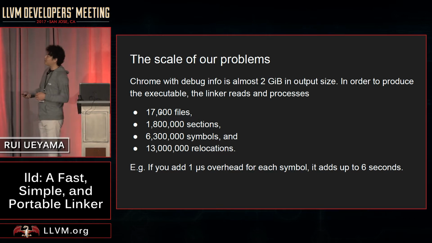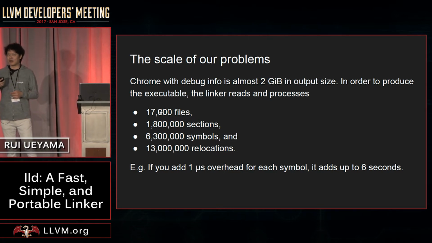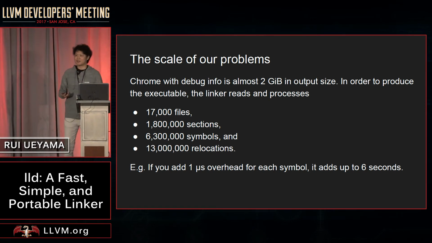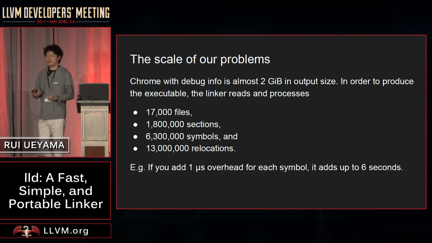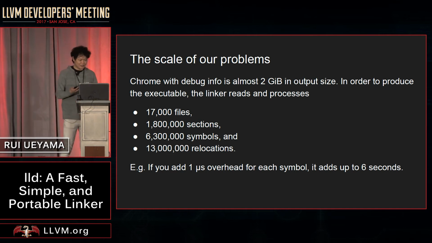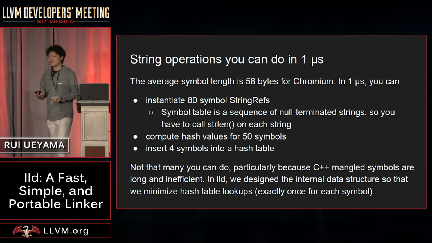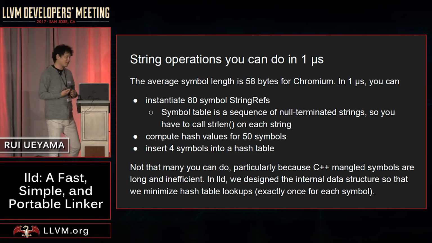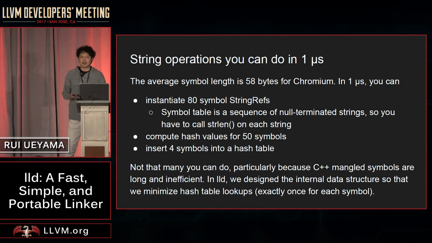So if you spend, for example, 1 microsecond for each symbol, and if you have 6 million symbols, then the total amount of time you would spend is 6 seconds, because 1 micro times 1 million is 1, right? So what can you do, for example, in one microsecond? Actually, you cannot do a lot of things in one microsecond.